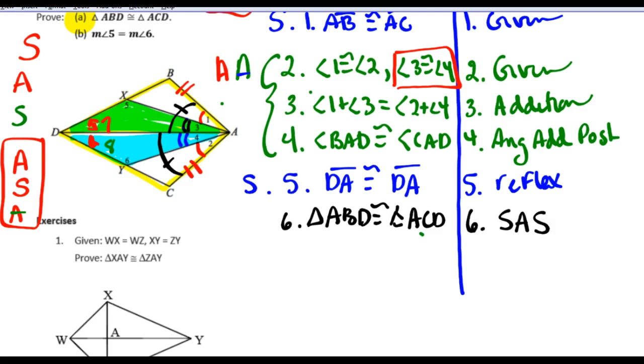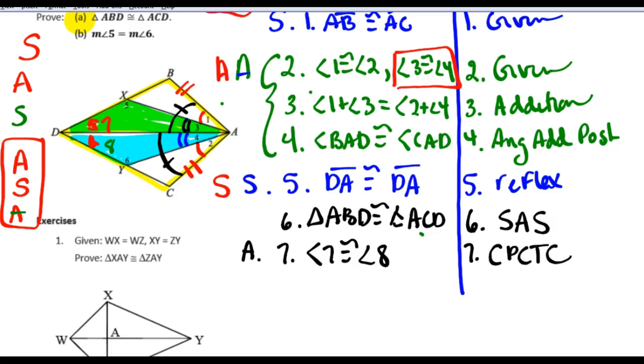Now I got to do a new side. Do I need to do a new side? No, my side is right here. DA is congruent to DA. But now I have to say 7 and 8. So angle side, I'm going to do angle here, and I'm going to say angle 7 is congruent to angle 8 because of CPCTC. Not bad.